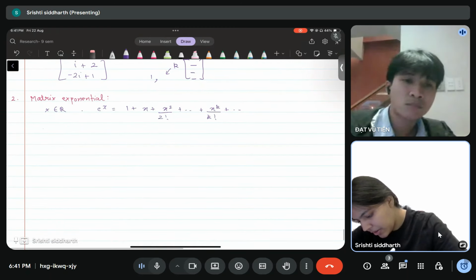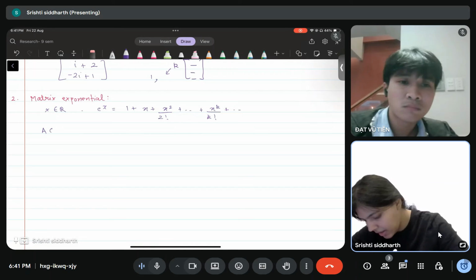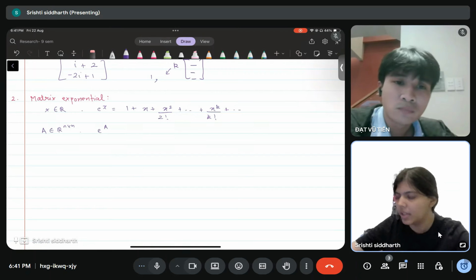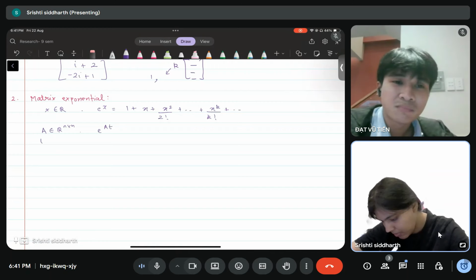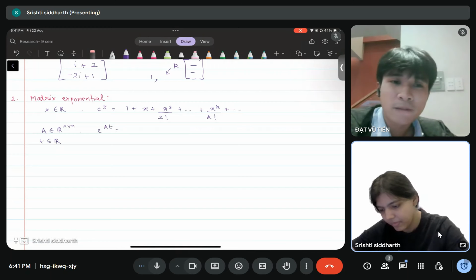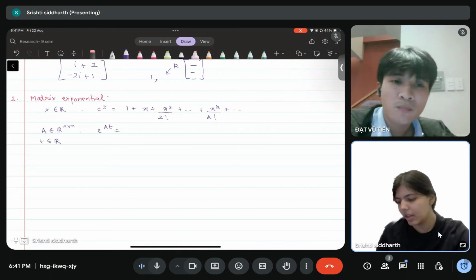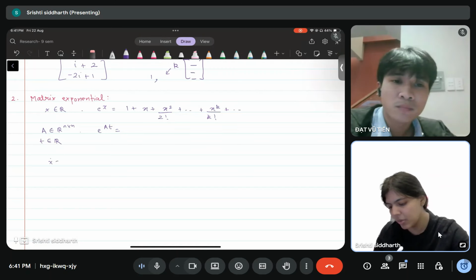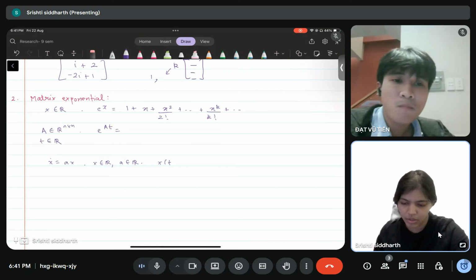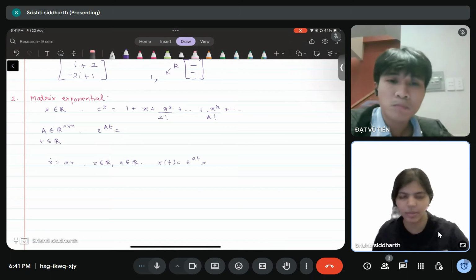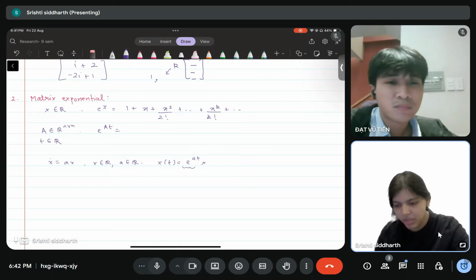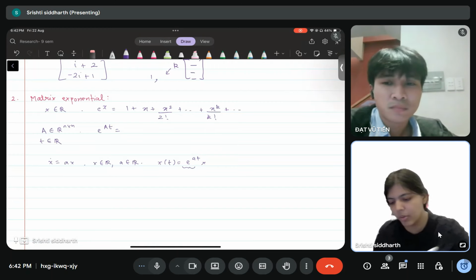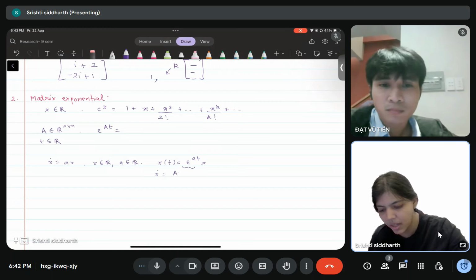So if it's a matrix, let's say A, some n by n matrix, then e to the power At, and let's say t is some scalar. We are using t because we know that if x dot equals ax, where x is also a scalar and a is also a scalar, then the solution of the differential equation is simply e to the power at times x. So we want an analog of this for the matrix equation or the state space one, right? x dot equals Ax.